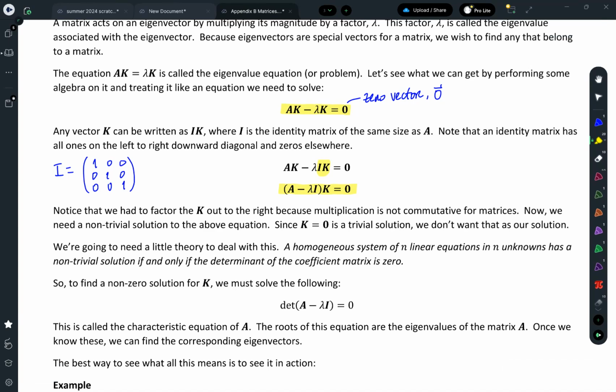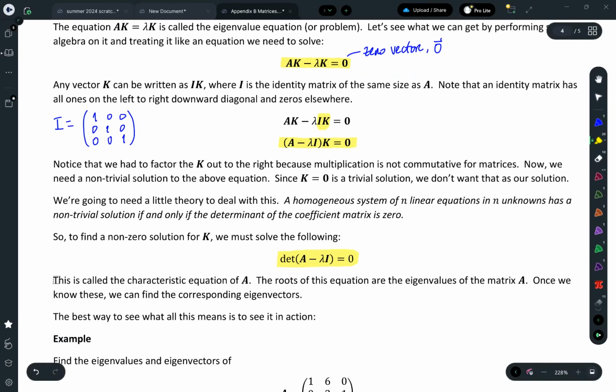So to find a non-zero solution for k, we have to solve the following. The determinant of A minus lambda I has to be equal to 0. That will allow us to find the lambda values that we need. This is called the characteristic equation of A. And the roots of this equation are the eigenvalues of the matrix A. Once we know these, we can find the corresponding eigenvectors. And the best way to see what all this means and how to do it is for us to just do it. So that's what I'm going to do.